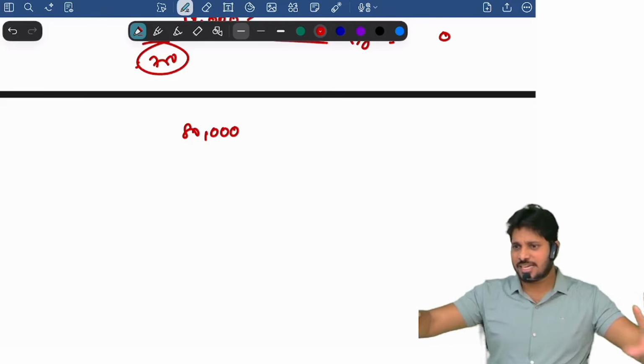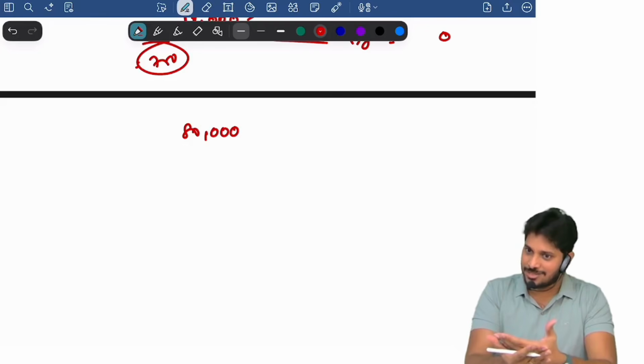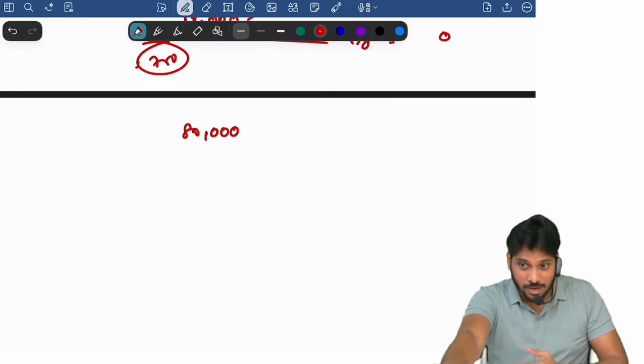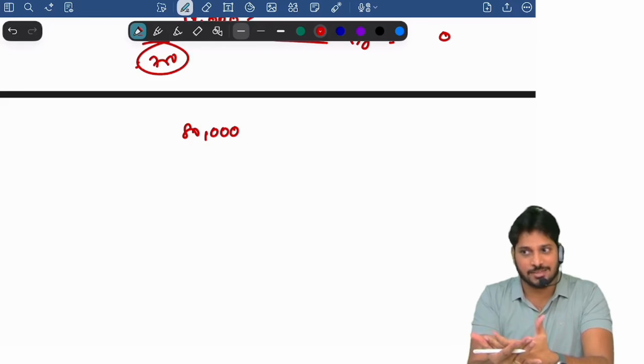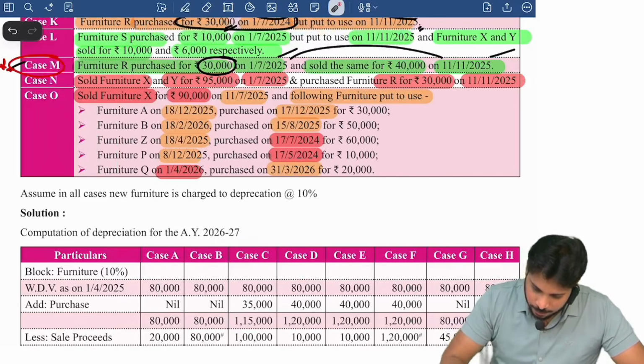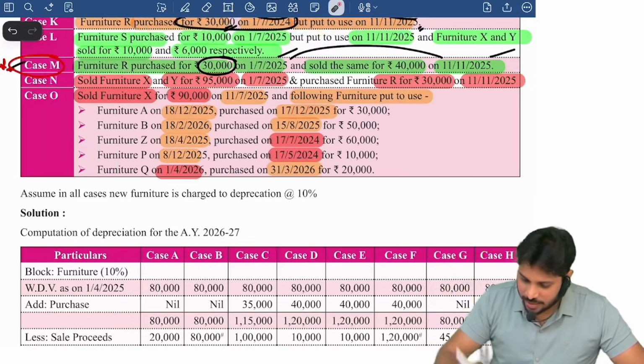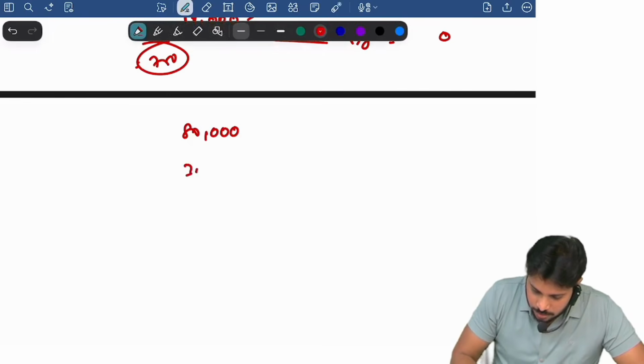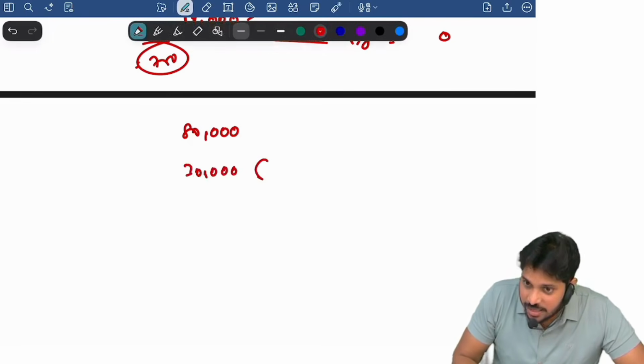As per CA logic, I will add in the block whenever they purchased, but as per CMA institute material logic, whenever they used, that year I will add it. Am I right or not? Now look at, both are in the same year, so can I add in the block? What is that furniture name? X, Y, A.